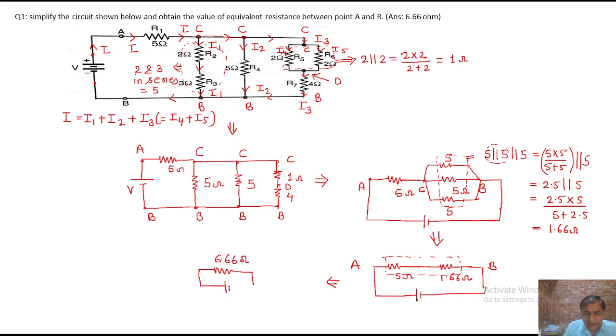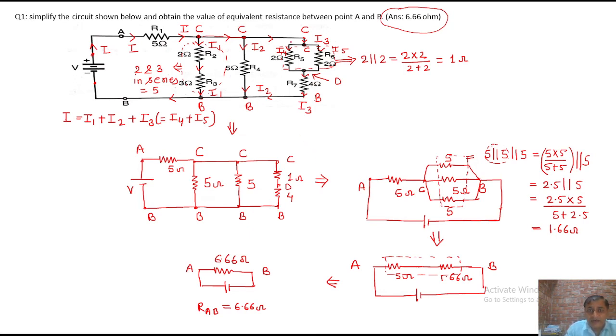So now you have solved this numerical. The resistance between A to B, RAB, is 6.66 ohm. The question was to simplify the circuit shown below and obtain the value of equivalent resistance between points A and B. So the answer is 6.66 ohm. This is the way to solve the numerical using the series and parallel method.